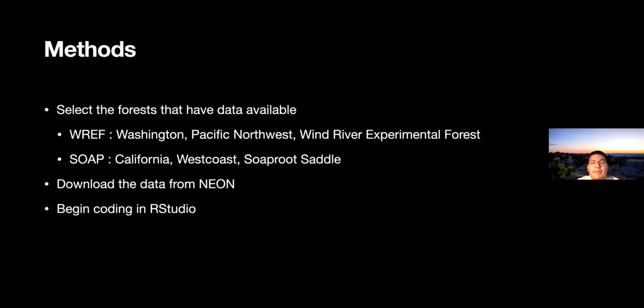So the forests that we chose were in Washington, in the Pacific Northwest, called the Wind River Experimental Forest. And then the Soaproot Saddle, which is in California. It's on the West Coast, around the Sierra Mountain Range. So from there, we downloaded the data from NEON and began coding in RStudio.